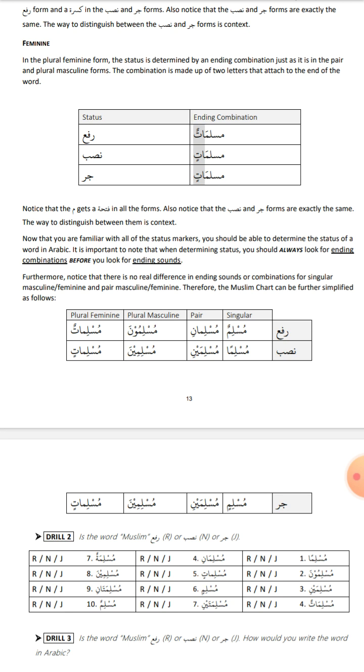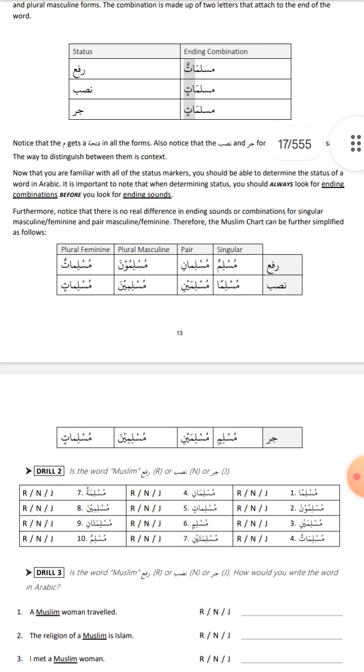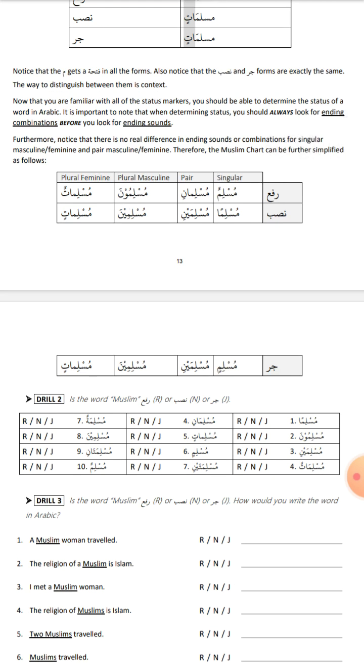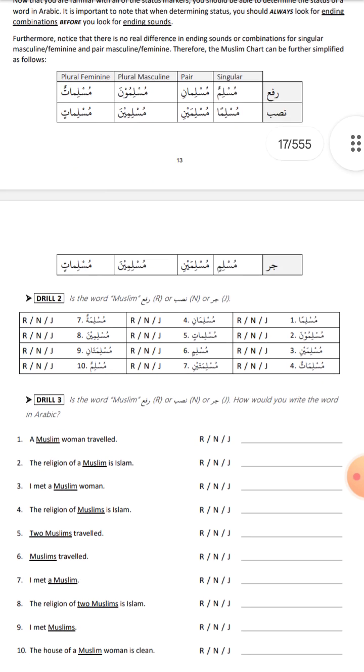Now that you're familiar with all of the status markers, you should be able to determine the status of a word in Arabic. It is important to note that when determining status, you should always look for ending combinations before you look for ending sounds. Furthermore, notice that there is no real difference in ending sounds or combinations for singular masculine or feminine, and pair masculine or feminine. Therefore, the Muslim chart can be further simplified as follows. Rafa: muslimun, muslimani, muslimuna, muslimatun. Nasb: musliman, muslimayni, muslimina, muslimatin. Jar: muslimin, muslimayni, muslimina, muslimatin.